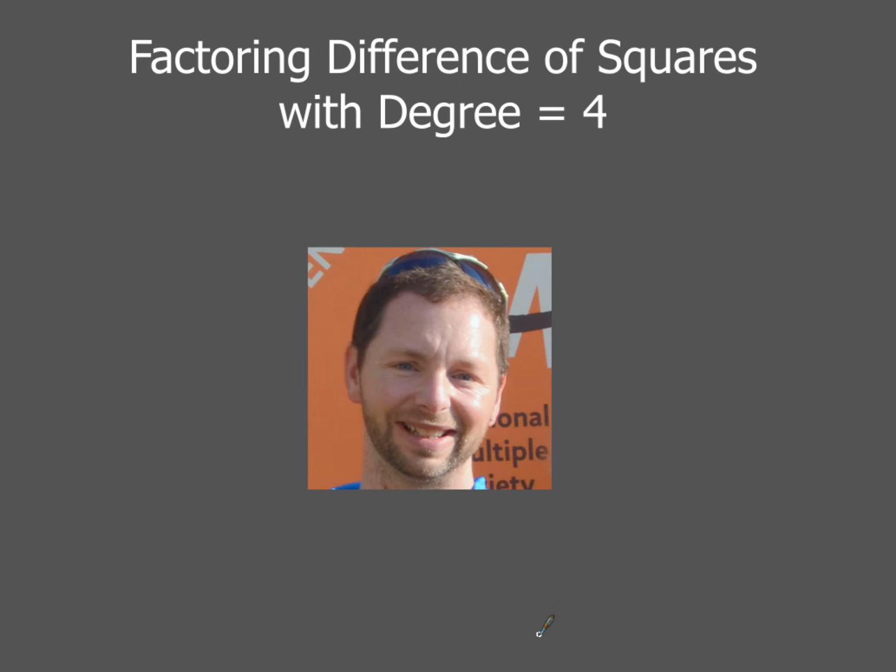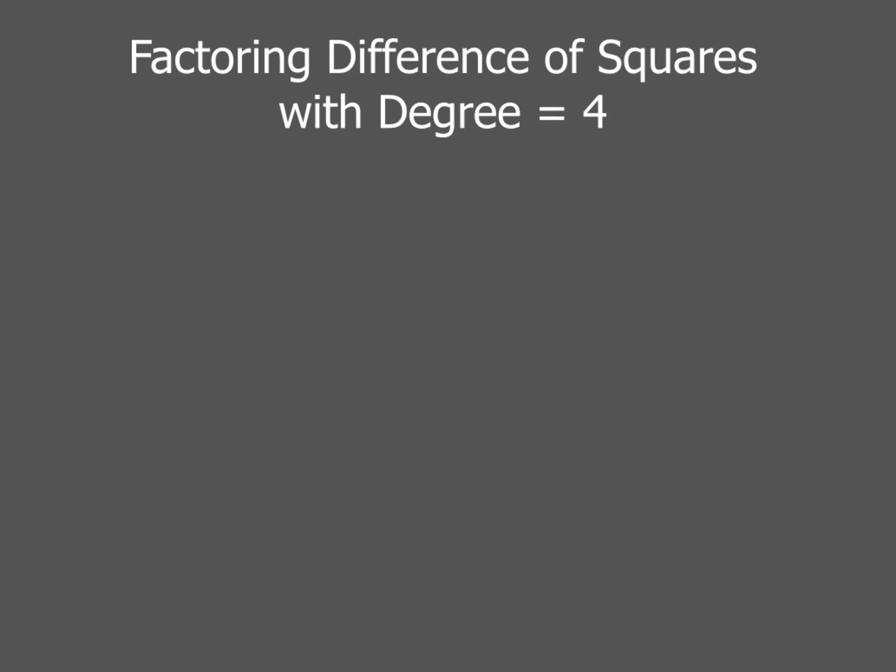This is Mr. Muscarella coming at you, and in this video we are going to take a look at factoring the difference of squares with a degree equal to 4. Alright, so let's analyze this for a second. Factoring difference of squares implies that we're going to be subtracting, not adding. And with a degree equal to 4, that means we're going to have something like x to the 4th power, because you can square root 4 to come up with 2.